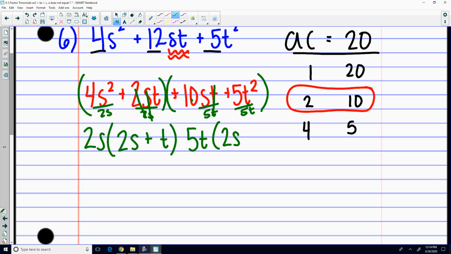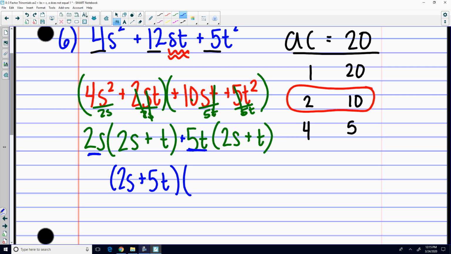Perfect. And then 5 and 5 cancel, and I just have 1t left. That's exactly what I need. So rewrite your binomials. I have a 2s, and because this is a positive 5, it's plus 5t. And be careful, I write all of that. It's kind of a lot.